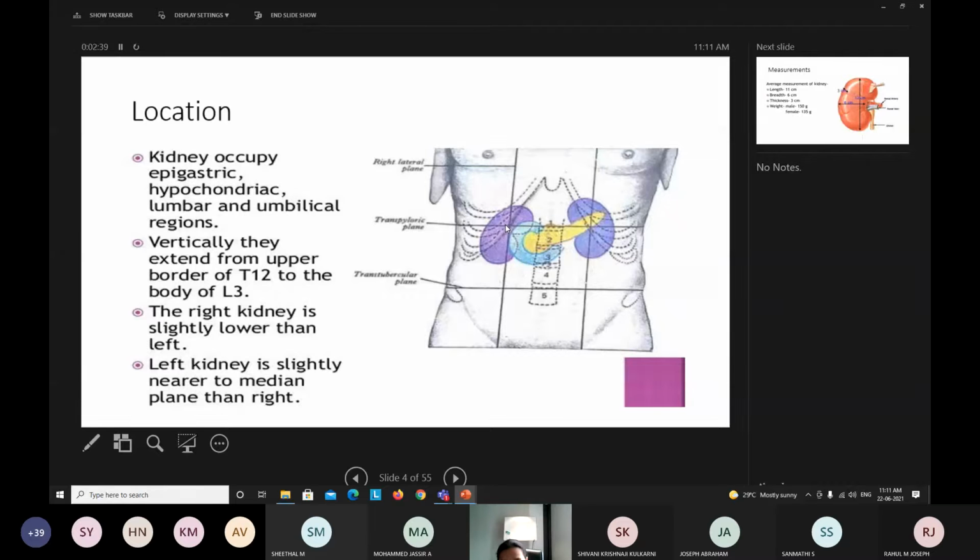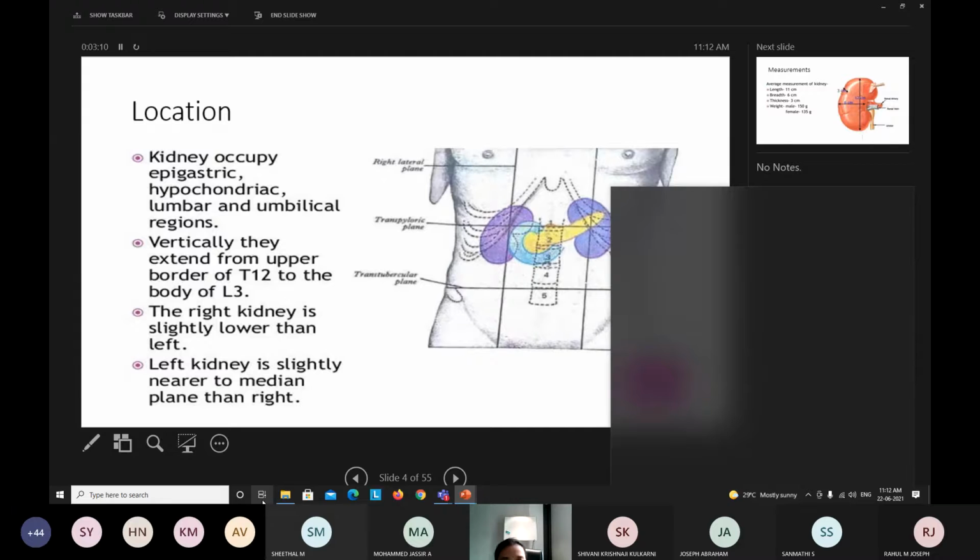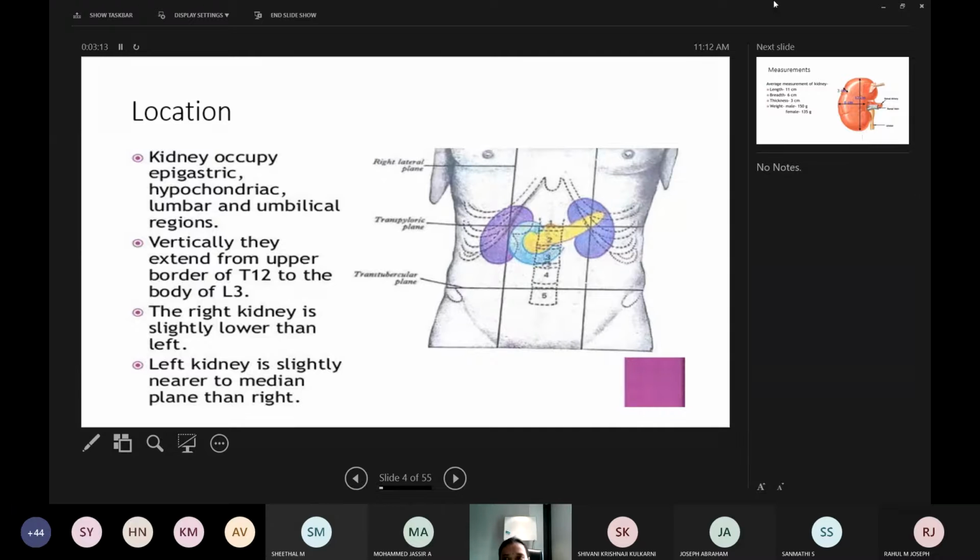Why is the right kidney slightly lower than the left? Why is the right kidney placed at a lower level compared to the left? Yes, I am asking a question. Are you listening to the class? Yes, ma'am.